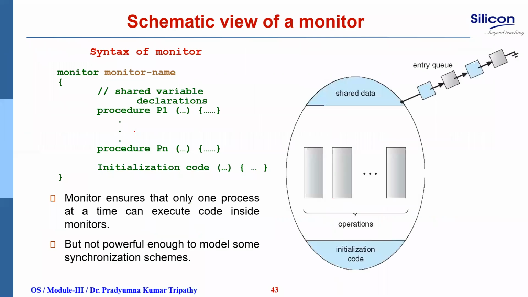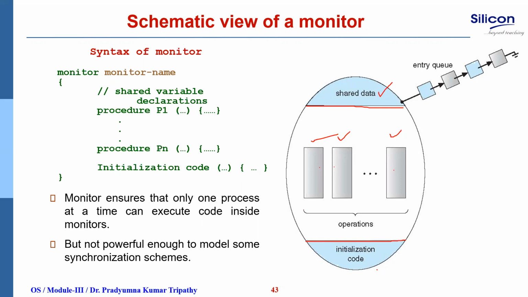So let us take an example over here. This is the encapsulation we can see. This is a class, for example. We have a portion where the shared data, the variables, are stored. And all procedures are stored over here: procedure 1, procedure 2, procedure n. These are the operations to be performed. And like in a class you have a constructor, similarly you may have an initialization code. A part of the monitor may be used for initialization of the data members.